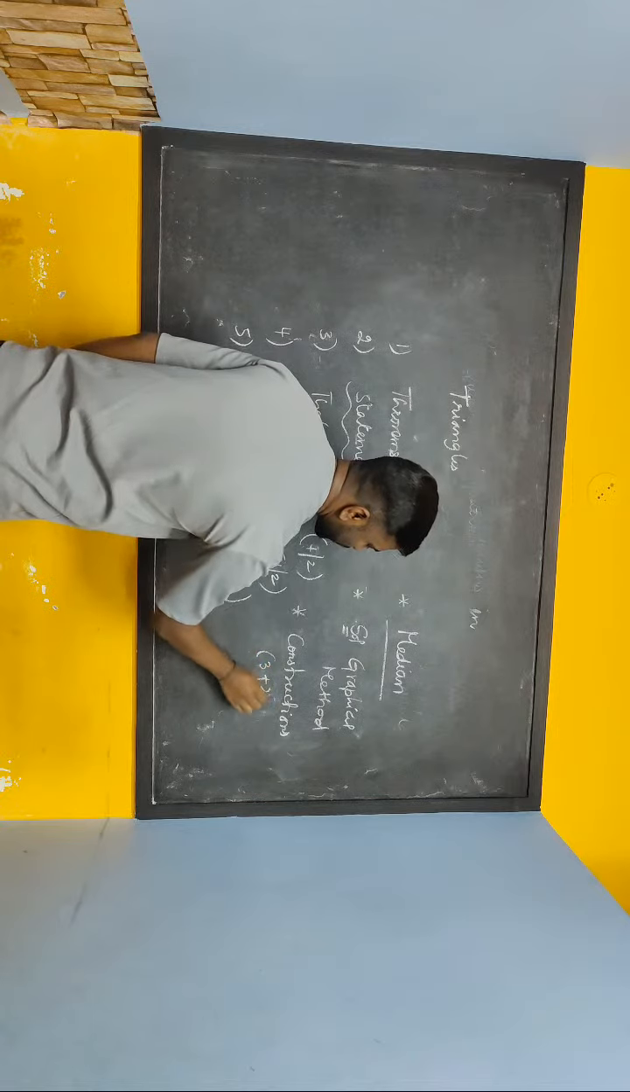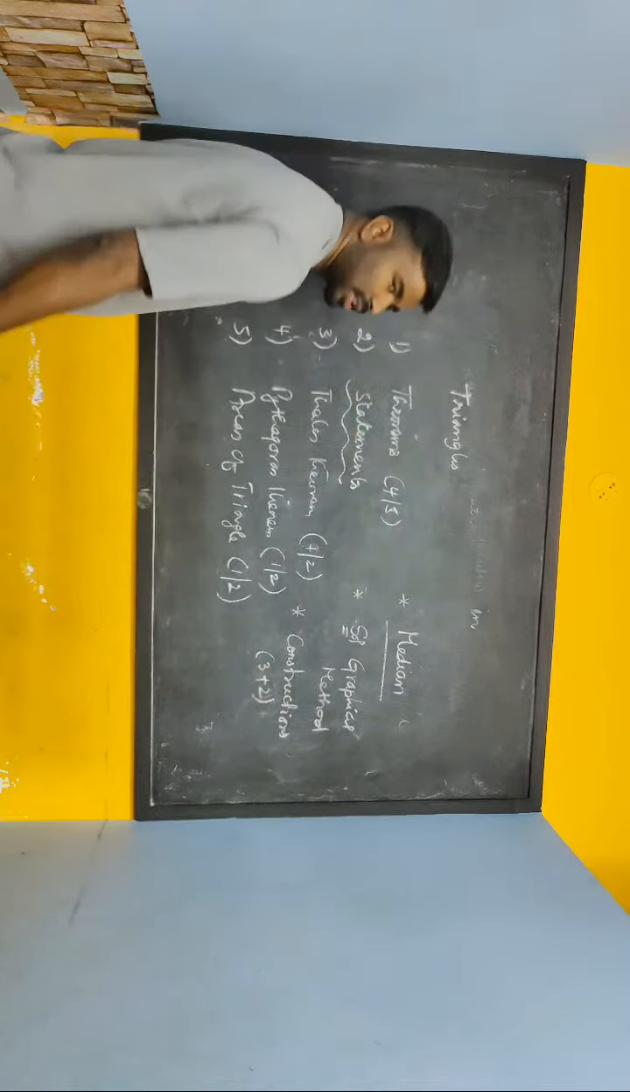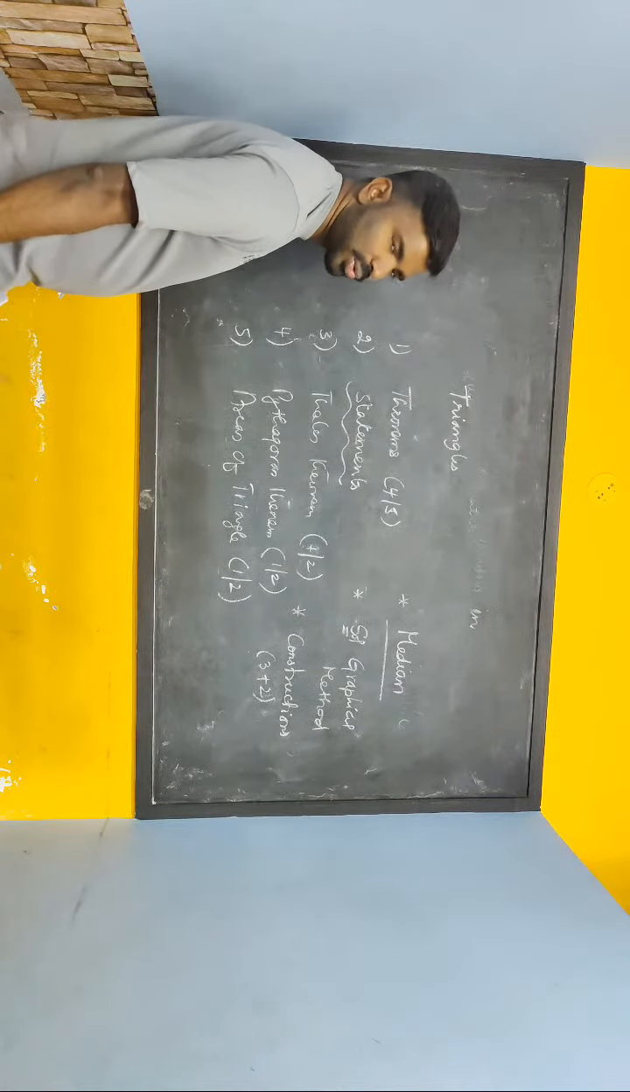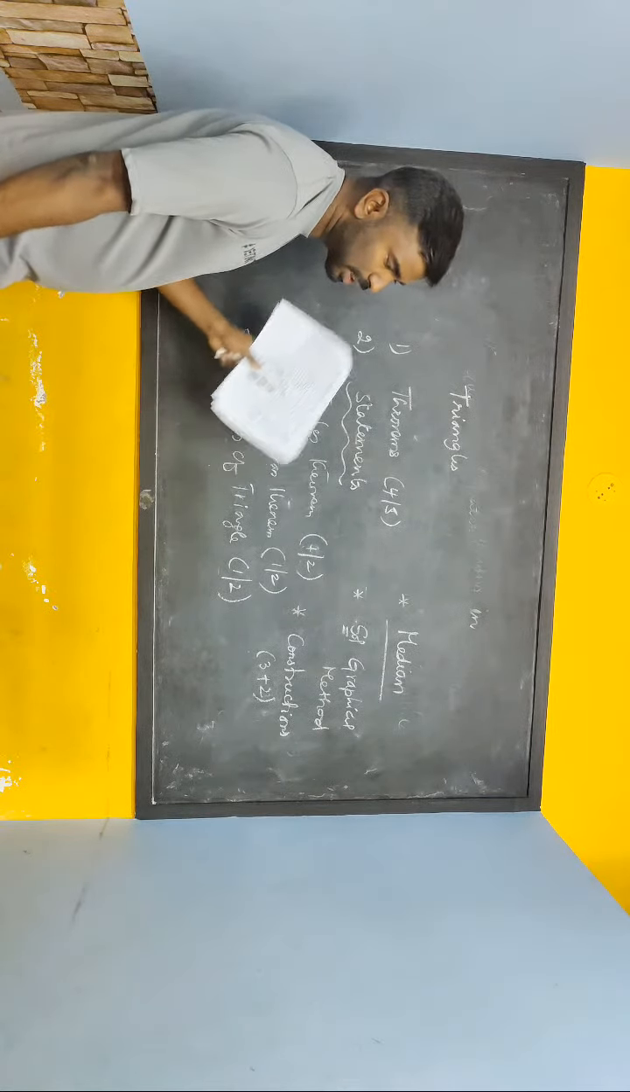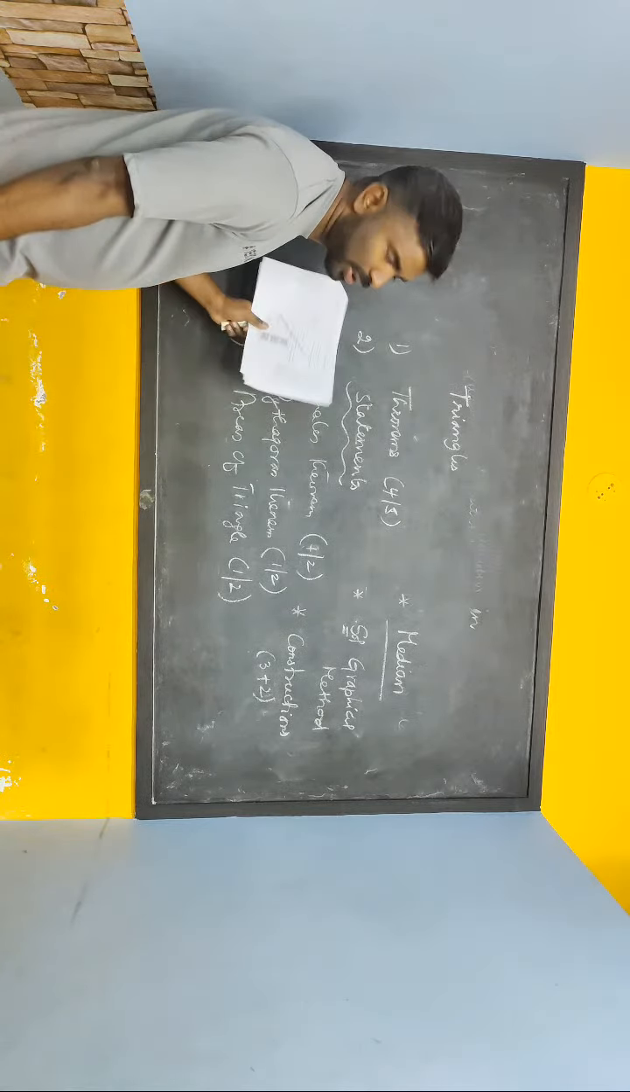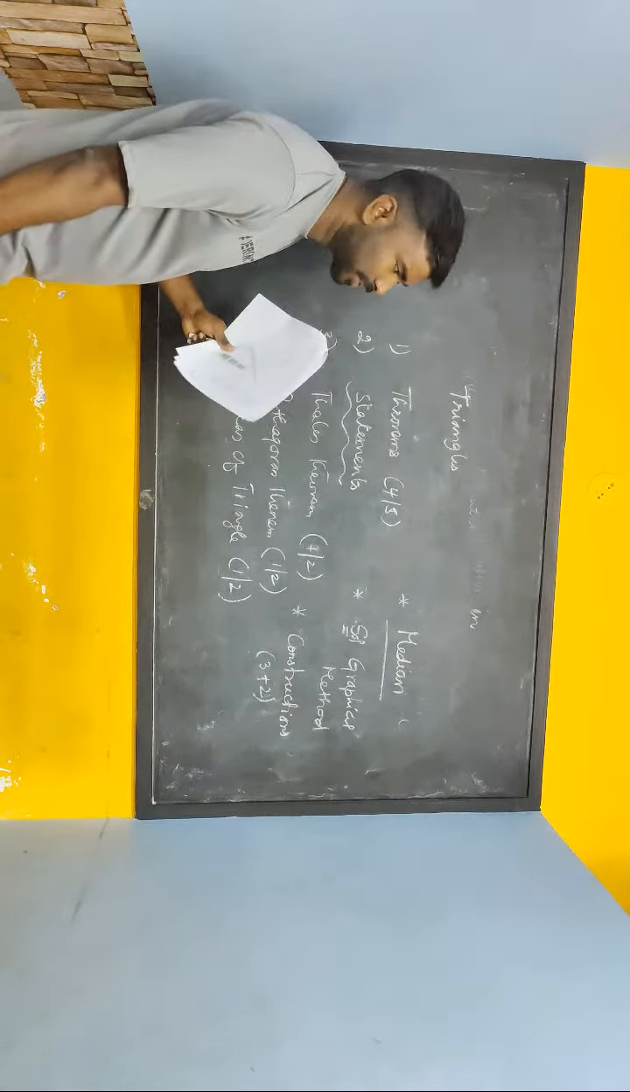3 plus 2, it is 5 marks for constructions: construction of triangles and construction of tangents to a circle. So these are the 3 concepts you must learn today, and also you will revise all these formulas.